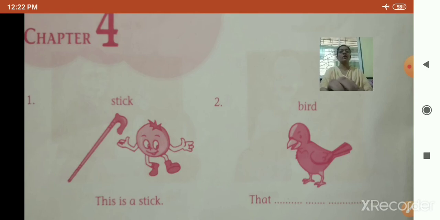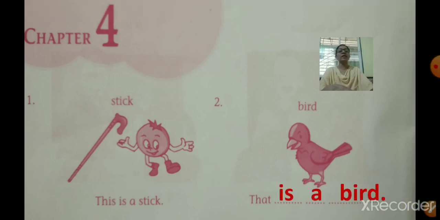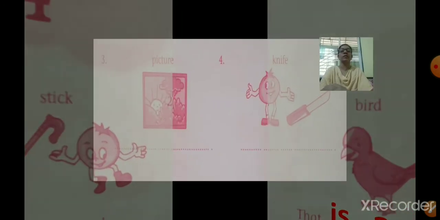Okay. Now see the next picture, that is the bird. Now where is the bird? The bird is far away from the tomato. So what will we use? That. So that is a bird. This is a stick. That is a bird. Okay? I'll go to the next one. All are going to write the answers.